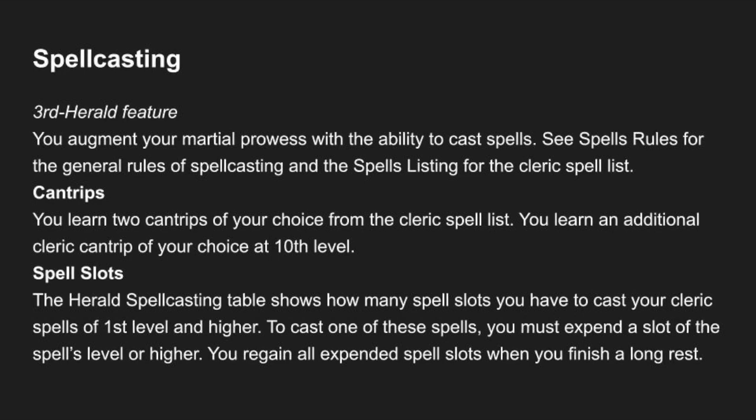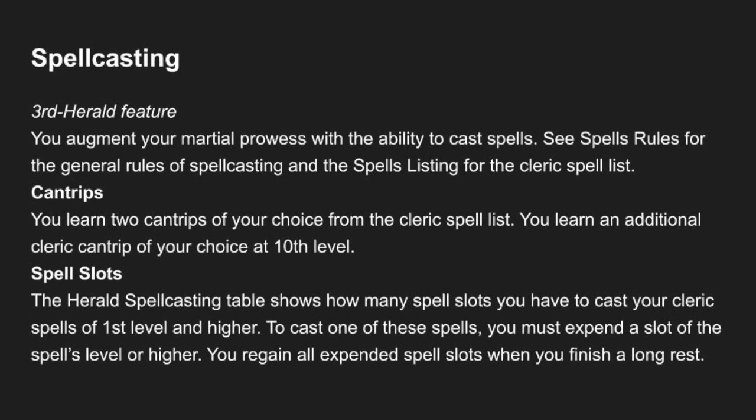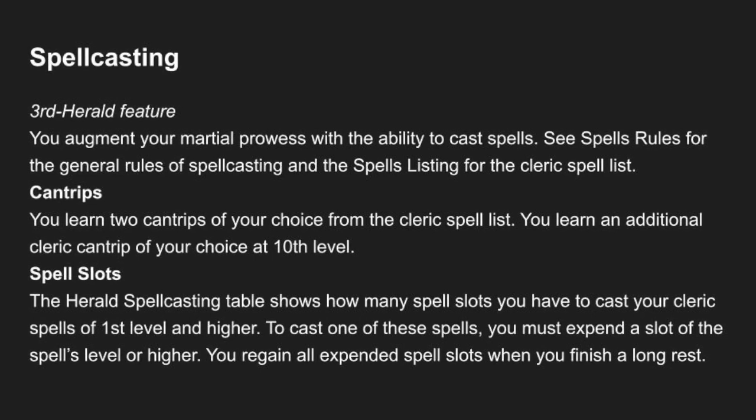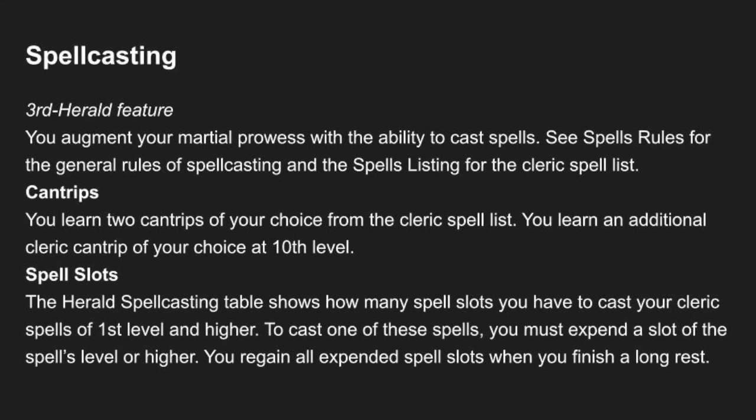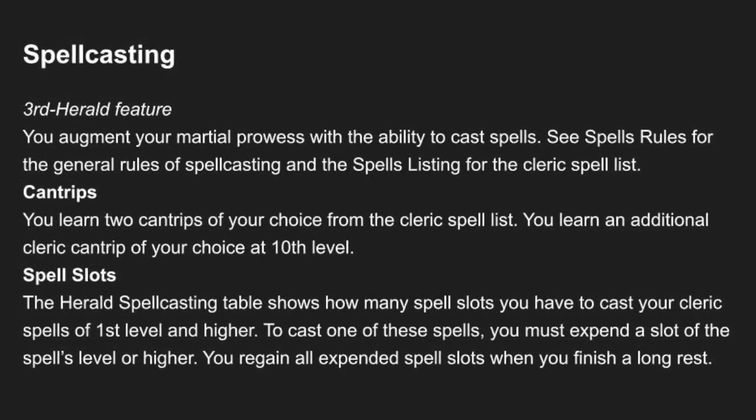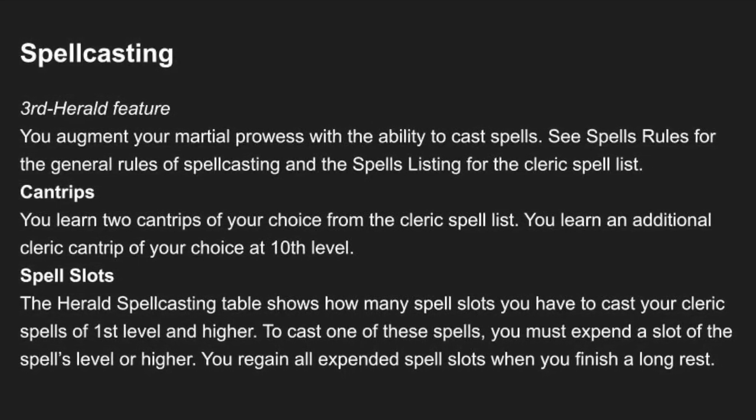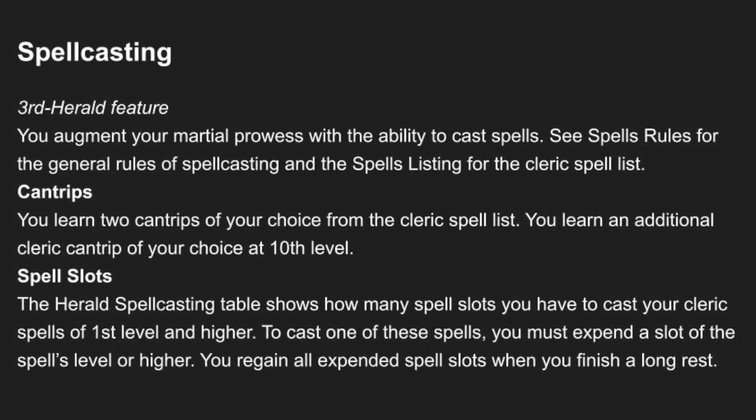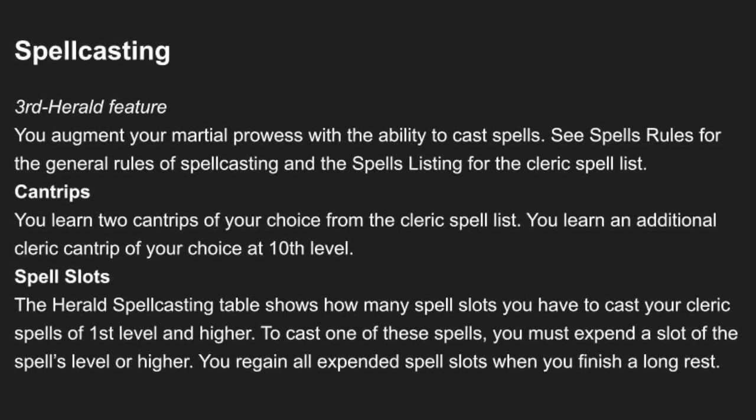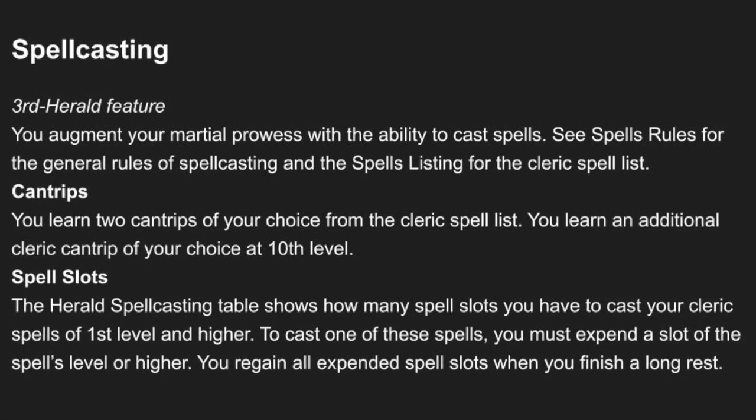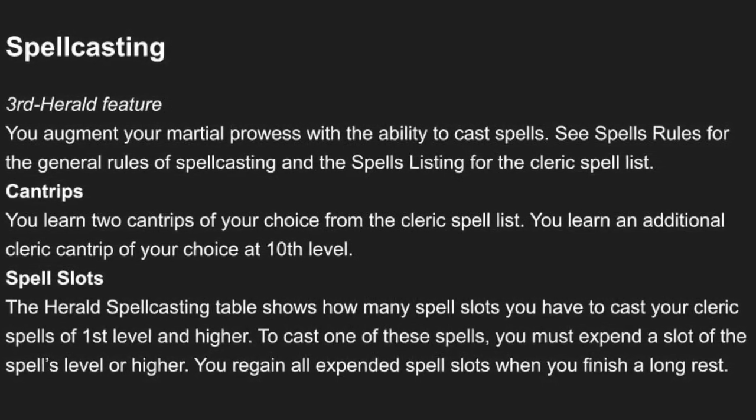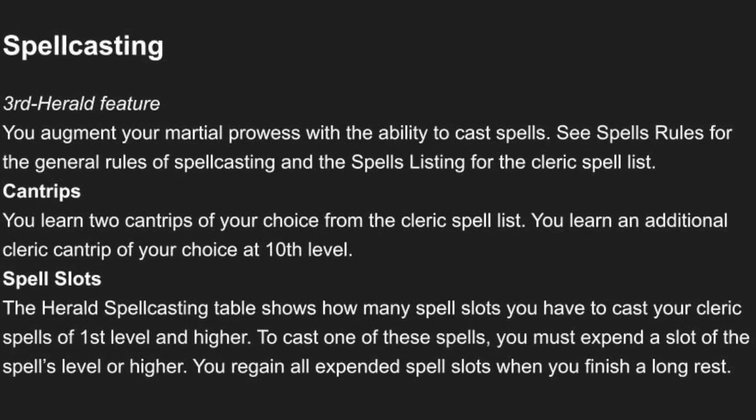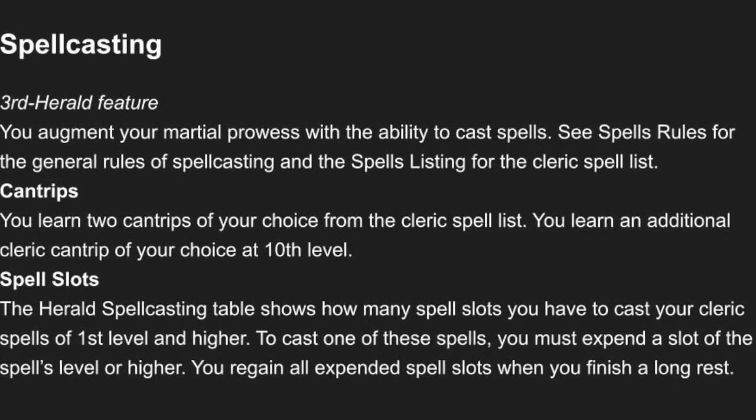Spellcasting, 3rd level Herald feature. You augment your martial prowess with the ability to cast spells. See spell rules for the general rules of spellcasting and the spells listing for the cleric spell list. And then it talks about the general rules for spells. So cantrips: you learn 2 cantrips of your choice from the cleric spell list. You learn an additional cleric cantrip of your choice at 10th level.